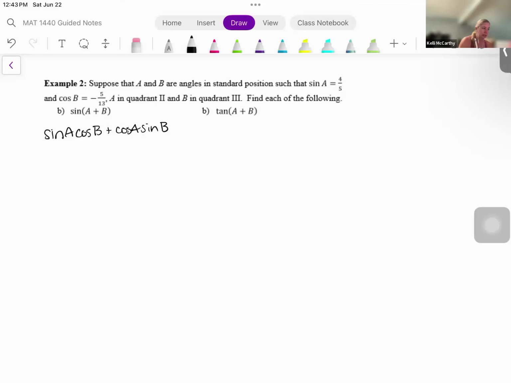Let's go ahead and rewrite tangent of A plus B. This is going to be tangent of A plus tangent B divided by 1 minus tangent A tangent B.